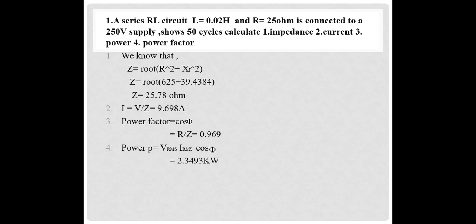Power is equal to Vrms Irms cos phi. Any voltage value given in the question in case of AC means it is only the RMS value. So Vrms Irms cos phi, we are directly substituting. We have found I, we have Vrms nothing but 250, we are substituting, we get power, right?